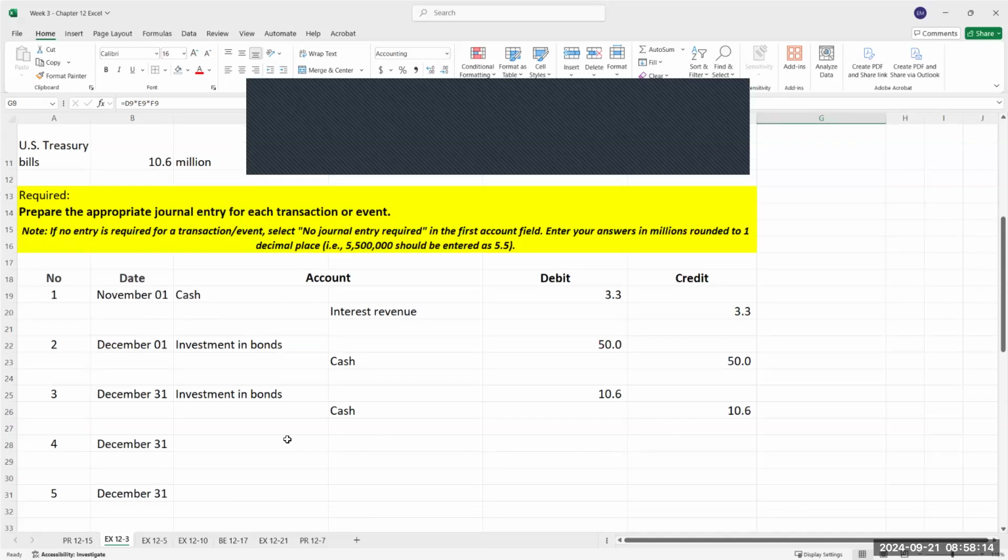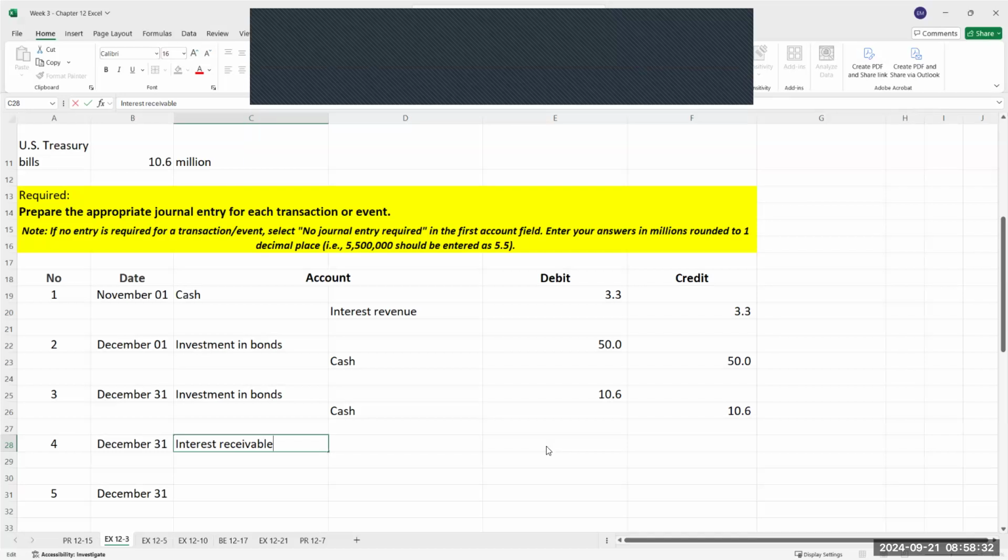So our journal entry would be as follows. Are we getting paid the interest right now? No, we are not. So we need to account for the interest we are expecting to receive. So it would be interest receivable for the 1.1 million. And then we would credit interest revenue for the 1.1 million. All right. So that's for our convenience bonds.